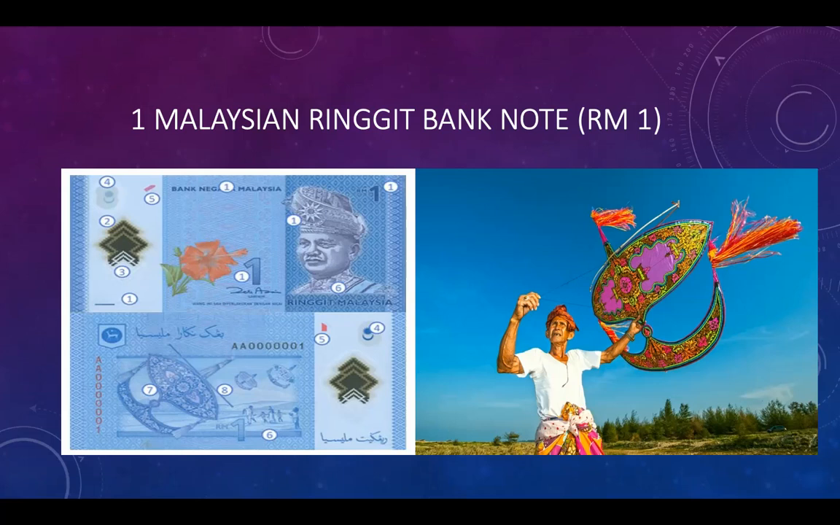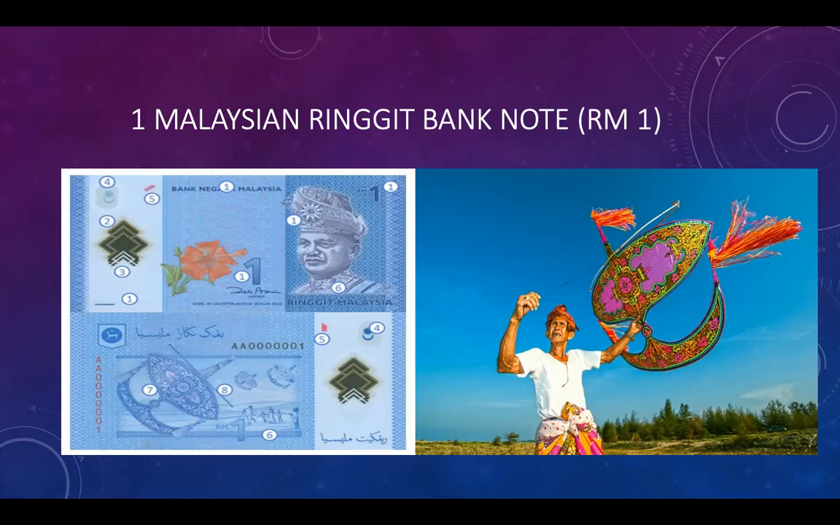One Malaysian ringgit bank note, RM1. This is a bluish bank note portraying Tuanku Abdul Rahman on the front and a wau bulan on the back. The fourth series dates from June 2012. The one ringgit bank note is dedicated to the popular traditional sport in Malaysia, flying kites.